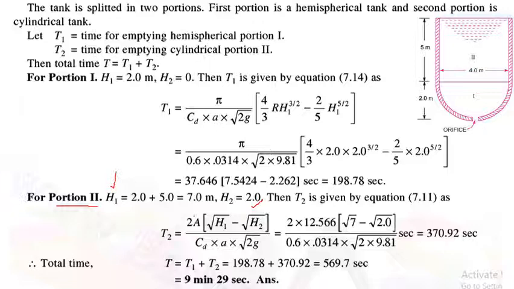Here A is known to us, which is the area of cross section of the cylindrical tank. H1 is known to us, H2 is known to us, small a is also known to us. So we can find out T2. So by adding T1 and T2, we get the total time as 9 minutes and 29 seconds.